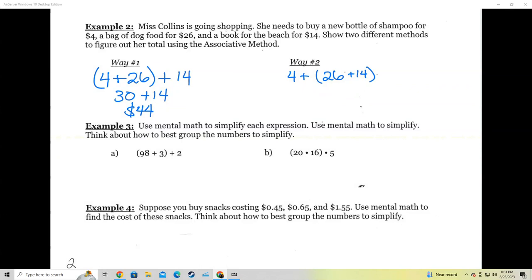Let's see. We should do parentheses first. I know that 26 plus 14 is 40. So I got 4 plus 40, and then 4 plus 40, I get 44. And oh, look at that. It's the exact same thing both ways. Associative property works for this problem.